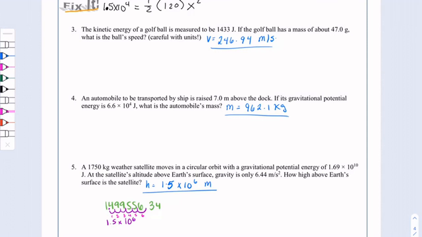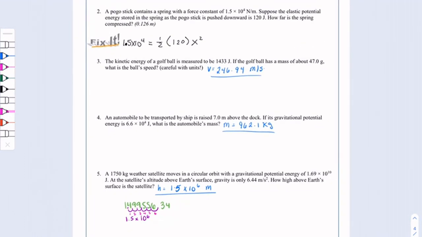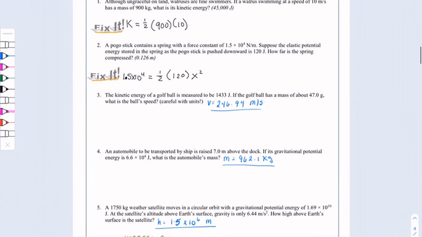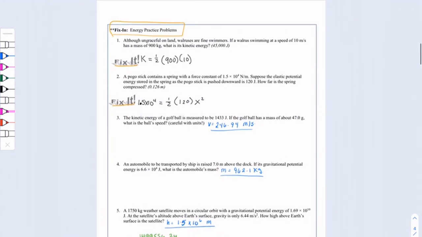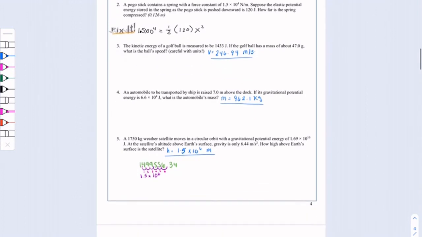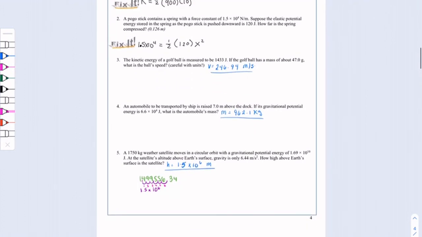So please spend some time on this fix-in and make sure that you really have a strong understanding of how to use the three equations. When we come back together the next time we meet, we'll talk about conservation of energy. Okay? Be good for the sub.